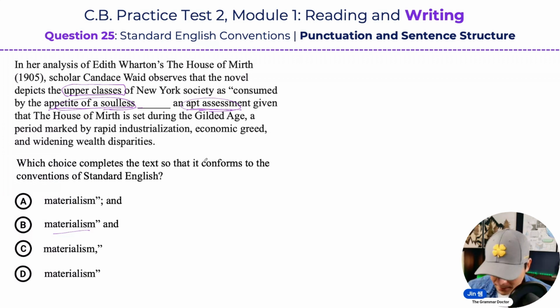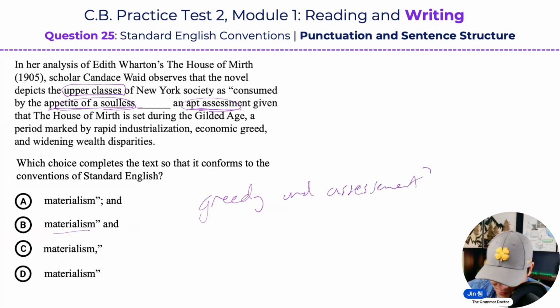sense. Because if you're trying to describe the upper class people of New York, you're describing them as being greedy, and you're describing them as being an apt assessment. How does that make any sense at all? The apt assessment is not being used to describe the people of New York; it's being used to describe the analysis that Candace Wade gave, about her observations of the upper class of New York society. So this is where the logical meaning makes no sense when you plug in B.